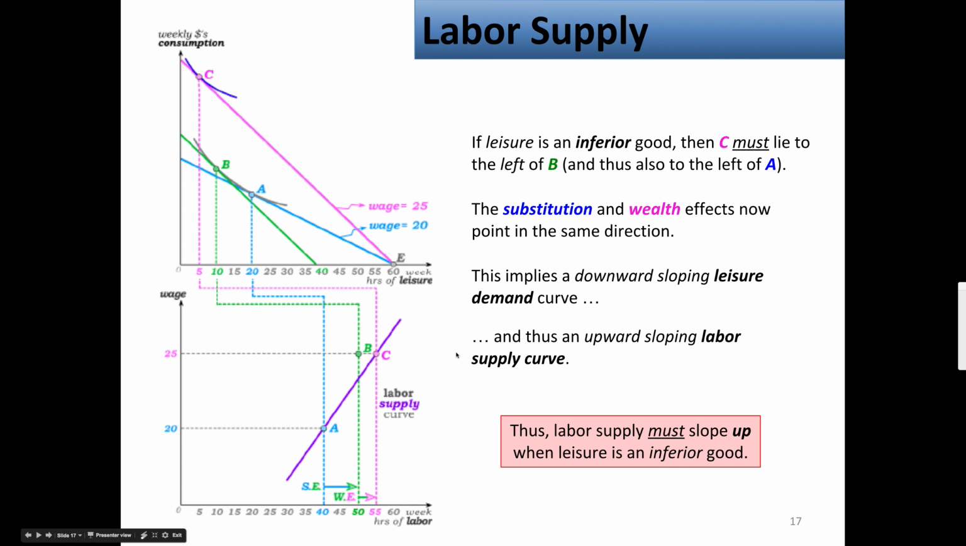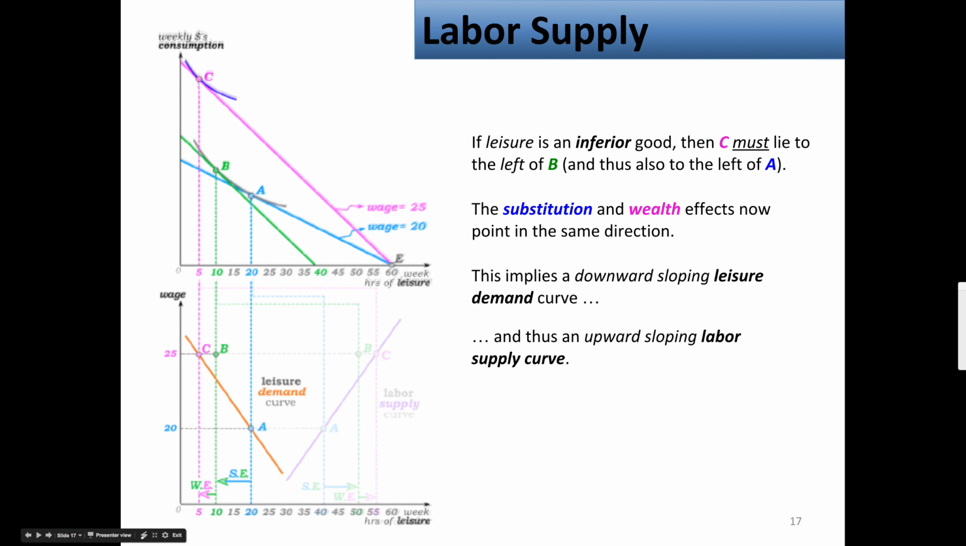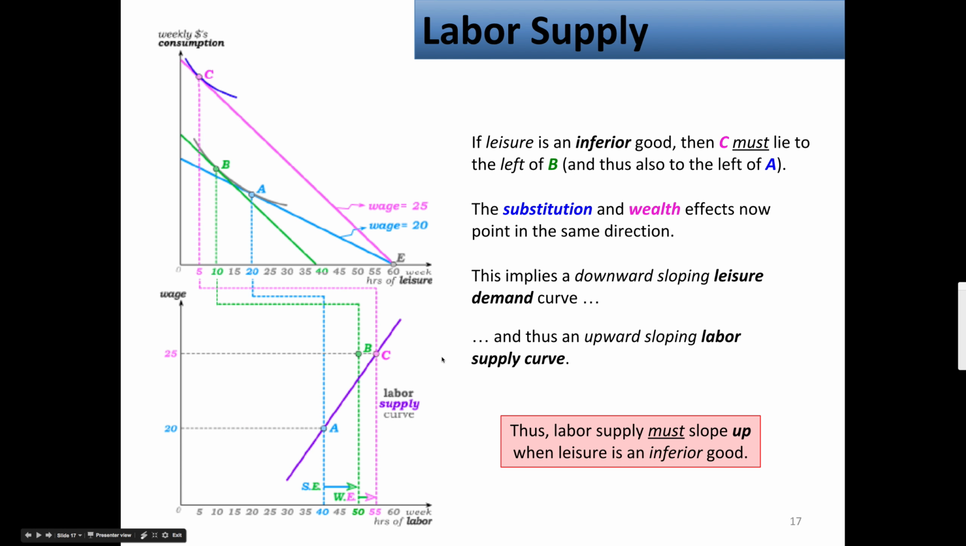Now I want you to think just a little bit about what would happen if leisure were quasi-linear, which would mean C is right above here. Think about what that would generate in our labor supply curve, okay?